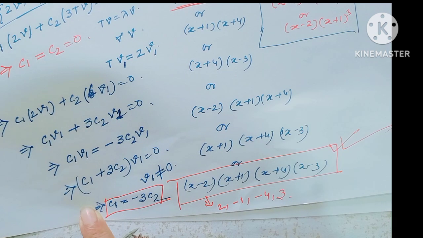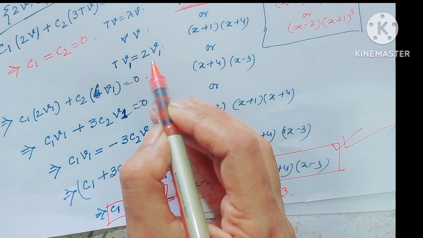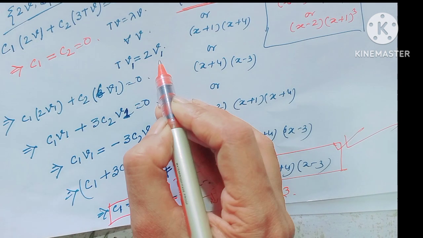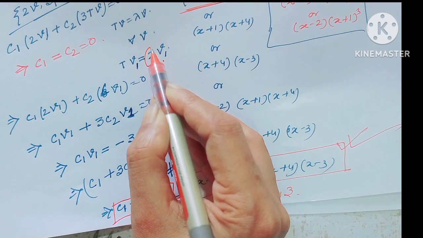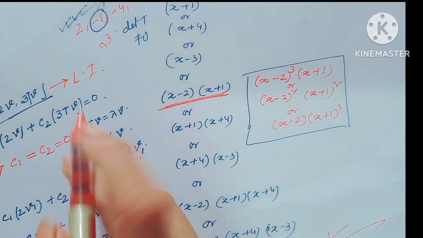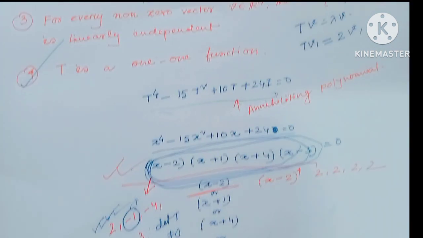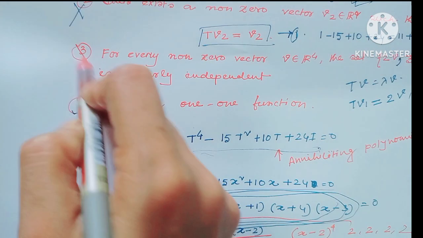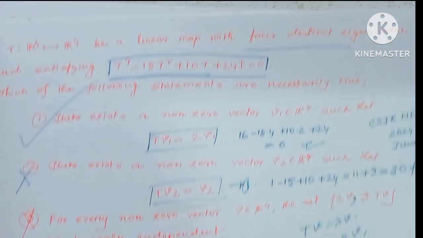So, for this eigenvalue 2 with Tv1 equal to 2v1, I have got that this set is not a linearly independent set. So option 3 is also a wrong option. Only option 1 and option 4 are the right options.